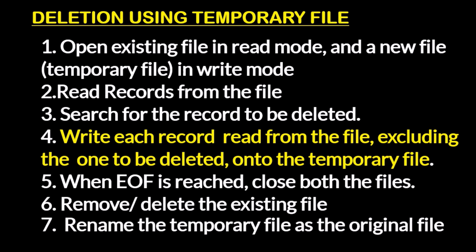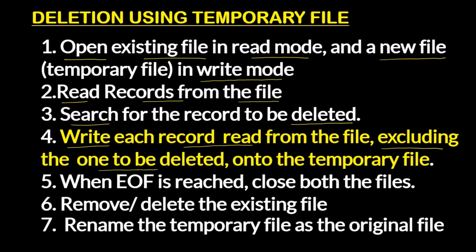Another way of deleting records could be by making use of a temporary file, where you open the existing file in read mode and a new file, which will act as a temporary file, in write mode. Read records from the existing file and search for the record to be deleted. Write each record which you have read from the file, except the one which has to be deleted, onto the temporary file. When all records have been read, it would mean that all records except the one to be deleted would be written onto the temporary file.